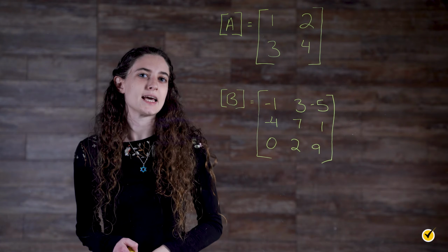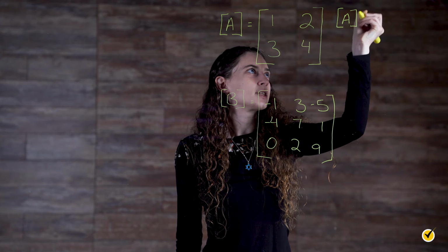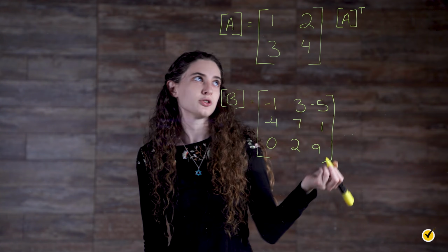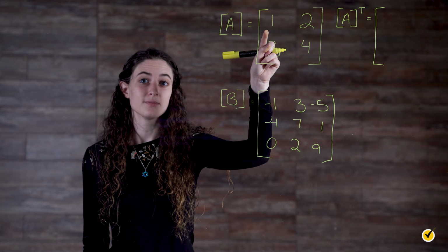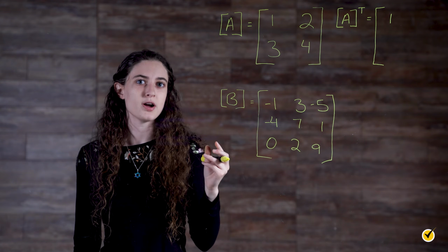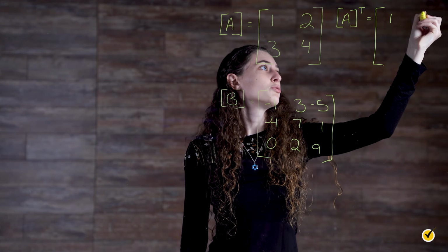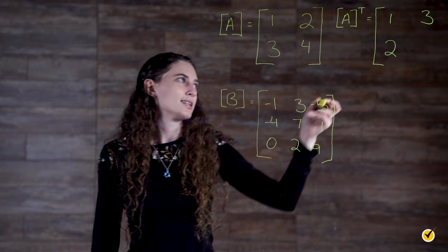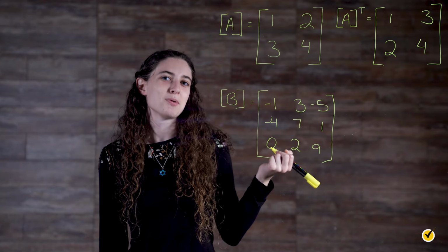Let's look at a couple of examples. If we want to find the transpose of matrix A, here's how we do that. The transpose of matrix A is also going to be a 2 by 2 matrix. So we start with the first element. That one's going to stay the same. Then from there, all we're going to do is flip our elements over the diagonal. So with 2 and 3, we're going to flip them. So 2 becomes 3, and 3 becomes 2. Then 4 is going to stay the same. That's our transposed matrix A.